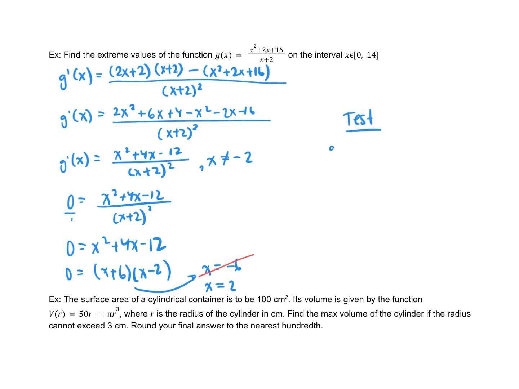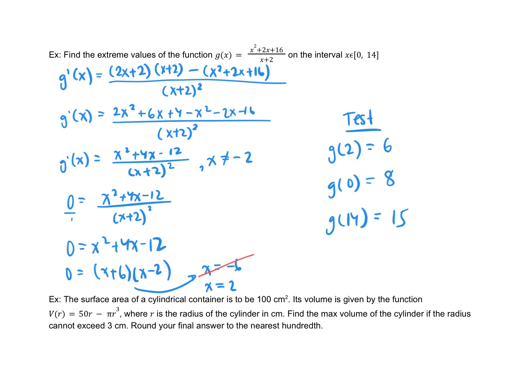So I need to test my critical point, I need to test 0, and I need to test 14. So I'm just going to go into my original function g of x, not the derivative, and I'm going to replace all of the x's with 2 to begin with. Just punch it into my calculator, and I get 6. When I punch in 0 for all the x's, I get 8. And when I punch in 14, I get 15.